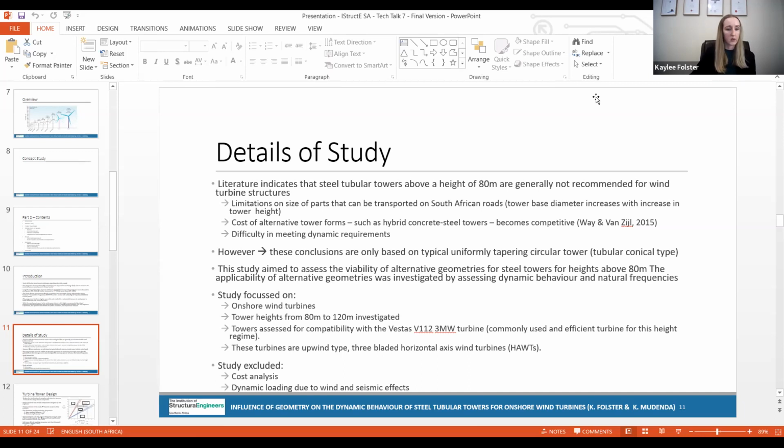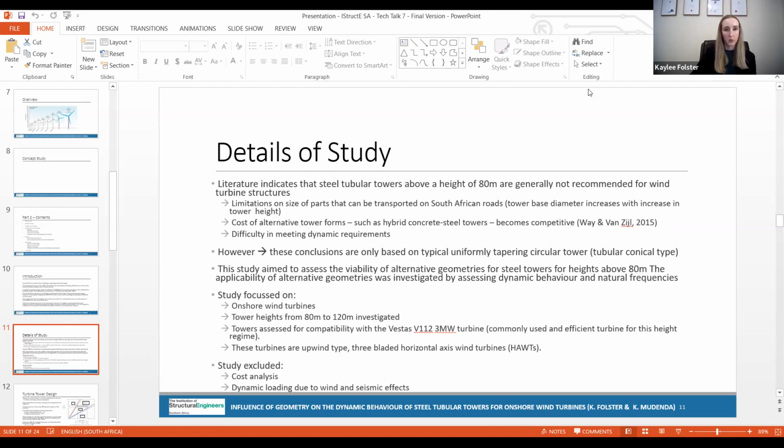So the study focused specifically on onshore wind turbines, and we looked at tower heights between 80 meters and 120 meters. And then the towers were assessed for compatibility with a Vestas V112 3 megawatt turbine. That's purely based on the fact that this is the most common type of turbine for these types of heights. The turbine considered was also the upwind type, 3-bladed horizontal axis wind turbine, which is the one we are most familiar with seeing lately.